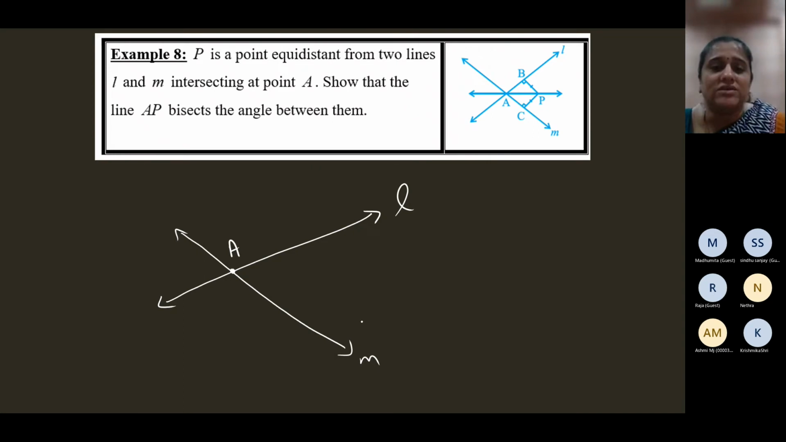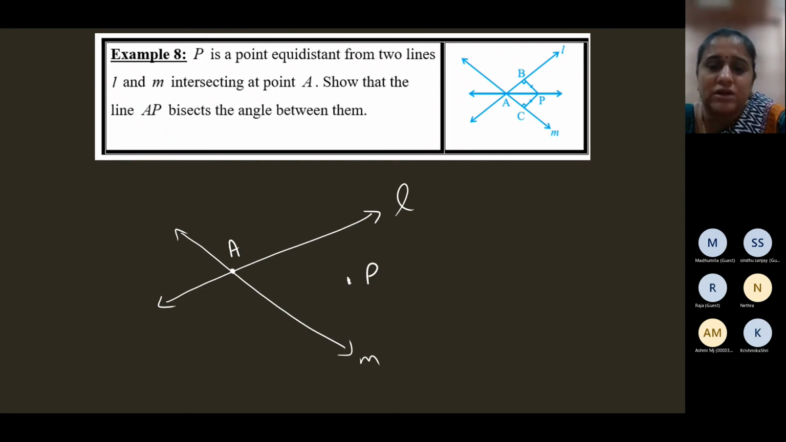Now P is a point equidistant from both the lines. So we have to take a point P, which is equidistant from both the lines. See, somewhere here, there's a point P. It's equidistant from both the lines, meaning when you walk from P. Equidistant always means, whenever we say distance in mathematics, it's always the perpendicular distance.